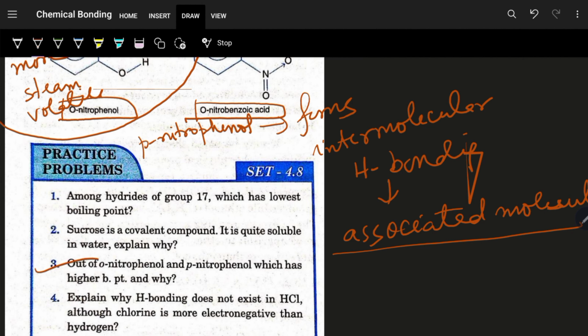These are certain revision questions. See, this is the question that we have discussed. Now, sucrose is a covalent molecule. It is quite soluble in water. Explain why. So you research these questions, whose answers and indications I have already provided.